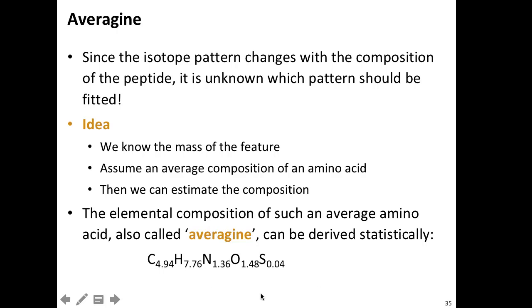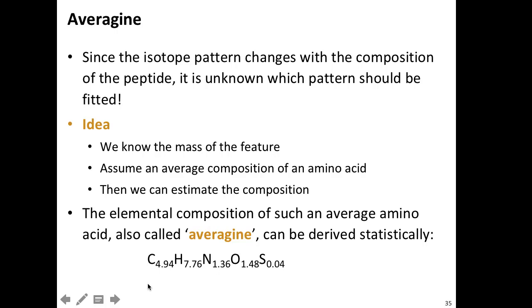That does not mean that they're like fractional carbons, but it means that if you have a certain mass, say a mass of 1,000 Dalton that you see for the feature, you can determine how many carbons should be in an amino acid of that mass.